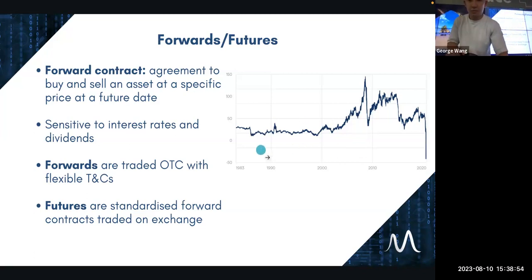What happened here? Anyone? So the price went negative, and this is a future on a commodity. Yep, good. So this is crude oil in the beginning of COVID.